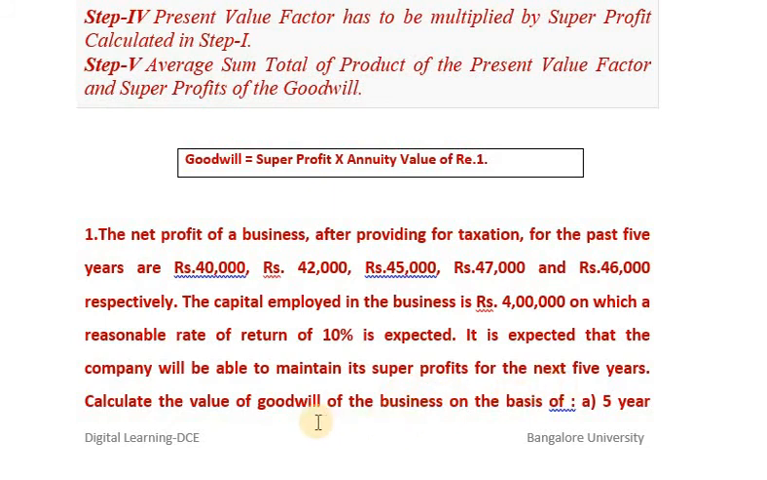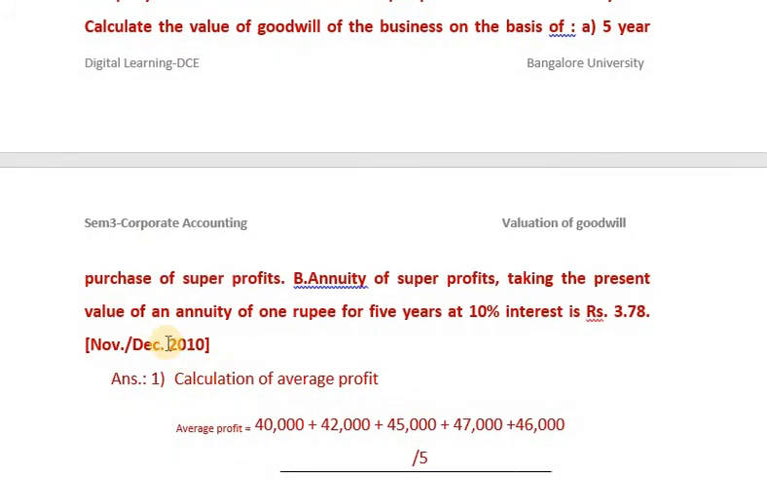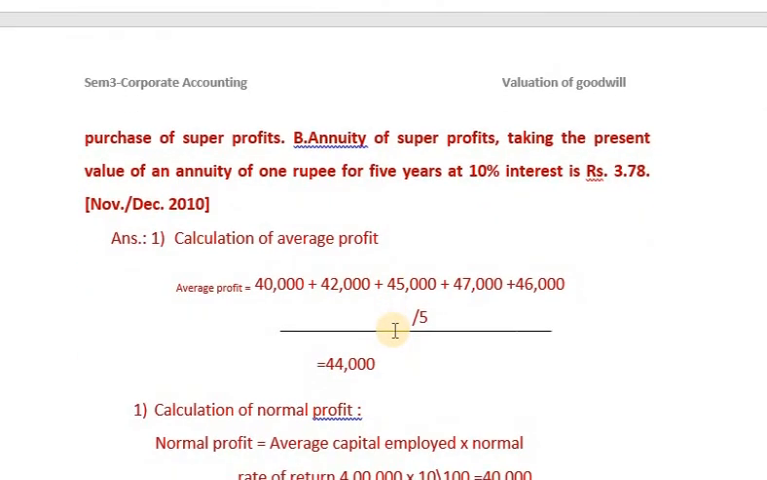Calculate the value of goodwill of the business on the basis of A. 5 years purchase of super profit, B. Annuity of super profit, taking the present value of an annuity of ₹1 for 5 years at 10% interest as ₹3.78. Now, let us calculate super profit in the first instance.